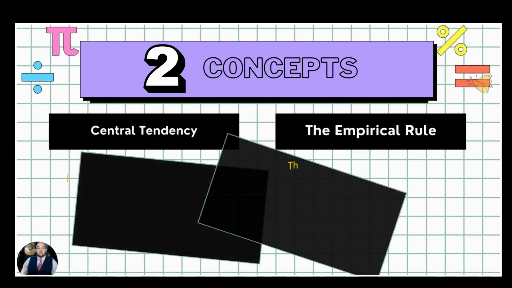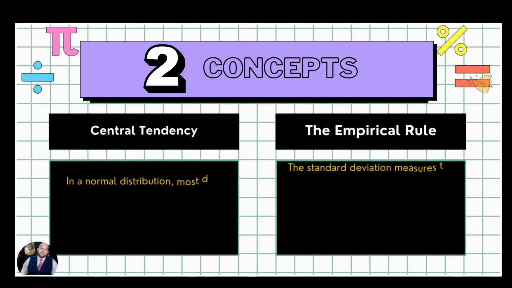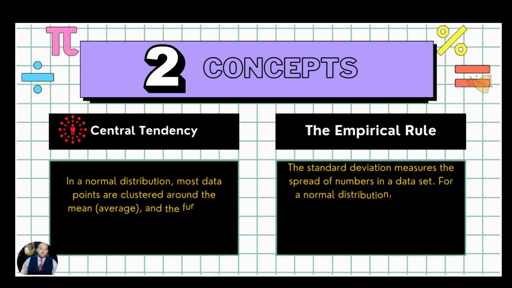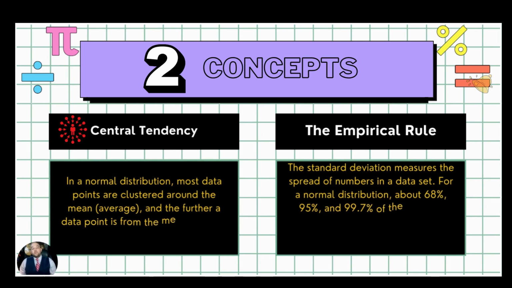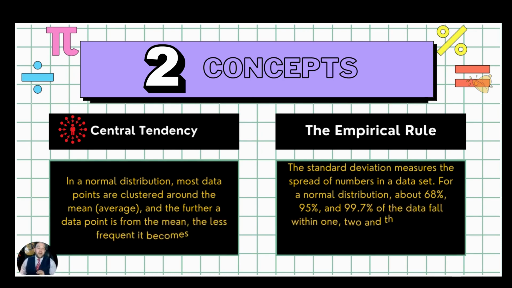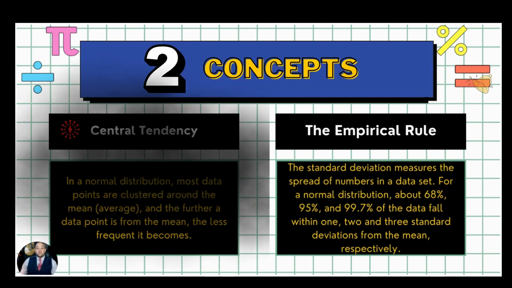Now, in a normal distribution, there are two concepts I want you to take note of. You have central tendency, and in a normal distribution, most of the data points are clustered around the mean, or as we know it, the average. And the further the data point is from the mean, the less frequent it becomes. The standard deviation measures the spread of the numbers in the data set.